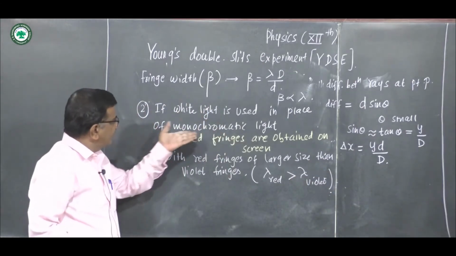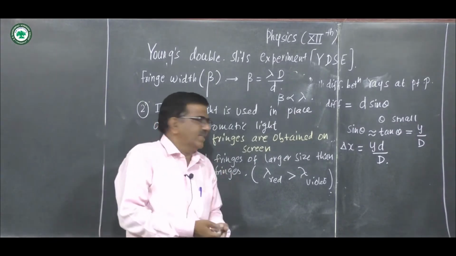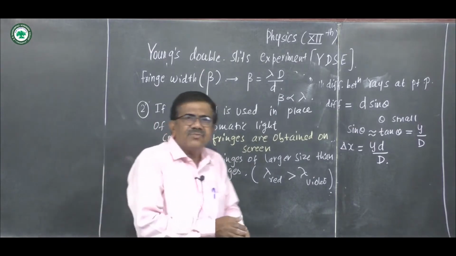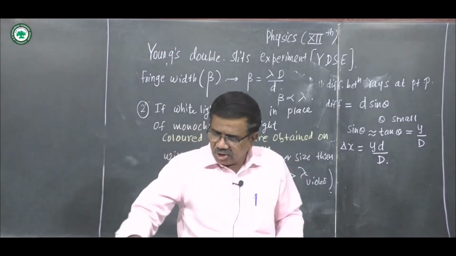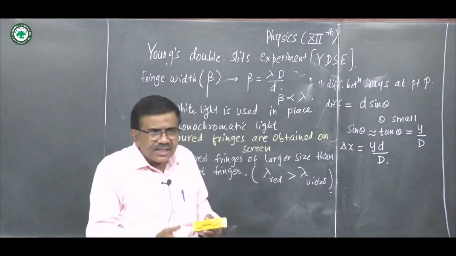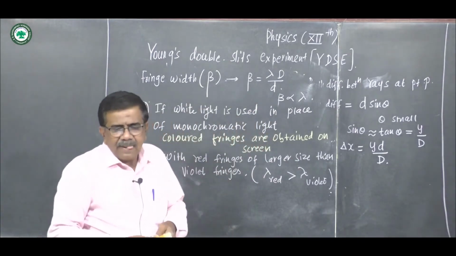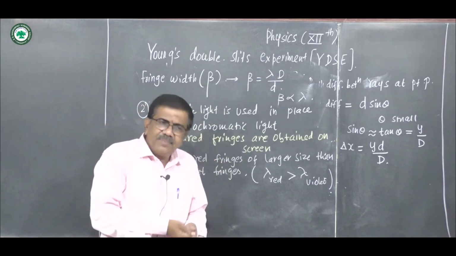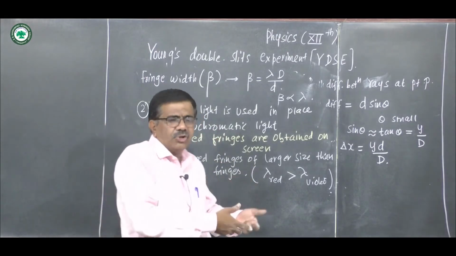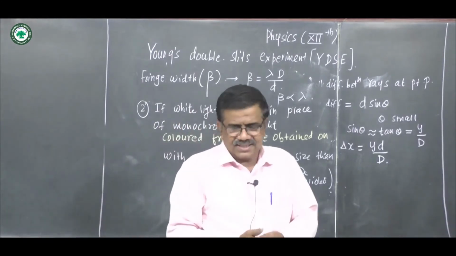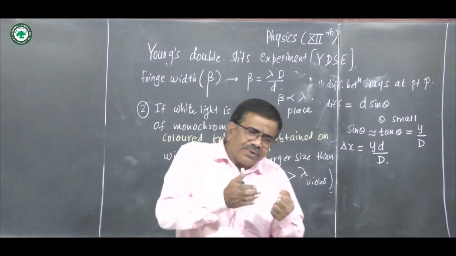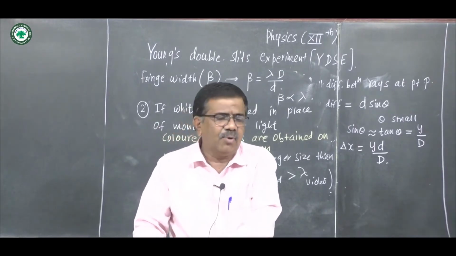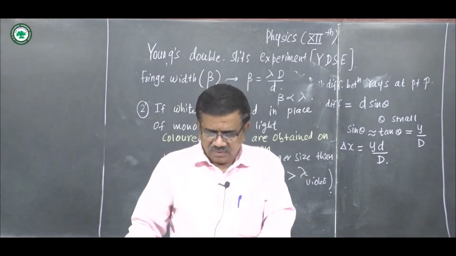If white light is used in place of monochromatic light, we get colored fringes on the screen with red fringes of larger size than the violet, because the wavelength of red is greater than the wavelength of violet. But the center of the fringe is still white, because the path difference is 0 there for all colors. The center of the fringe will still be bright for white light.